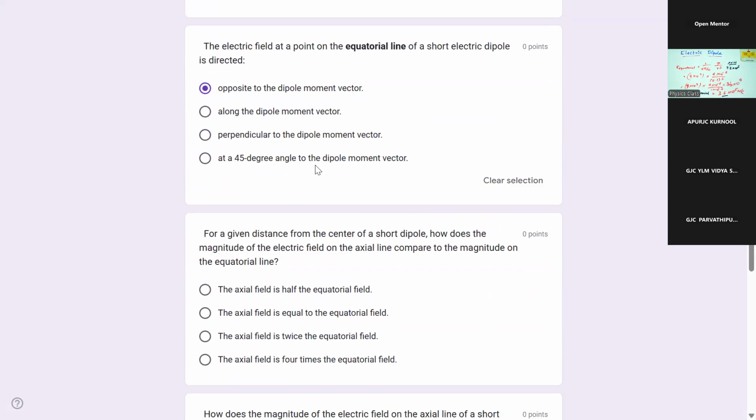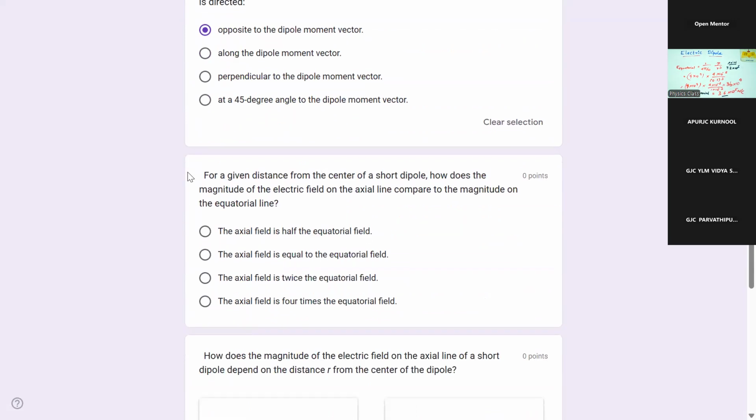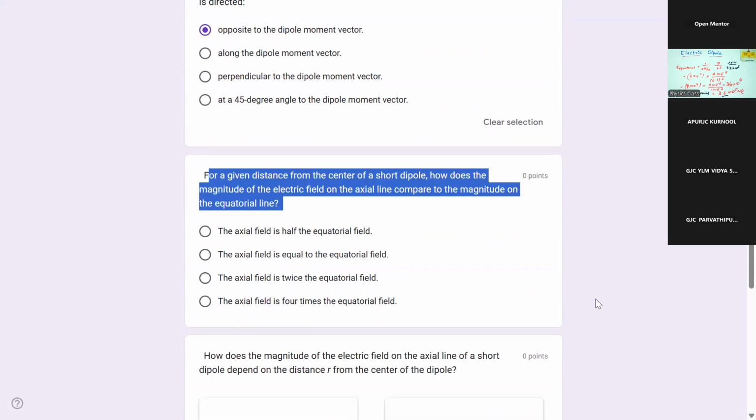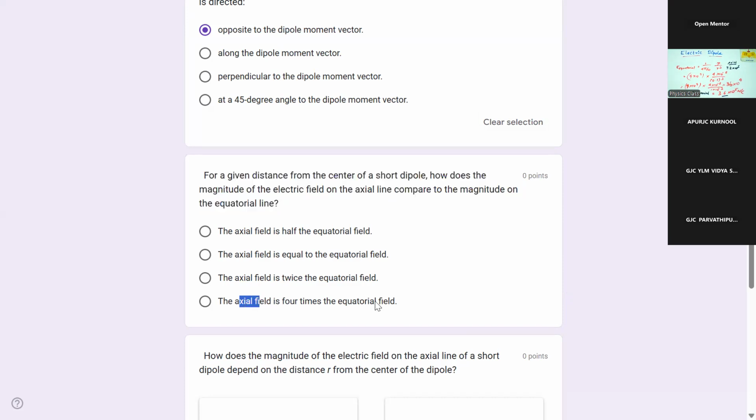Yes, correct. Very good. Now, the fourth one. For a given distance from the center of a short dipole, how does the magnitude of the electric field on the axial line compare to the magnitude on the equatorial line? Very easy question. Axial field is half the equatorial field. Axial field is equal to the equatorial field. Axial field is twice the equatorial field. Axial field is 4 times the equatorial field. Which one is correct?